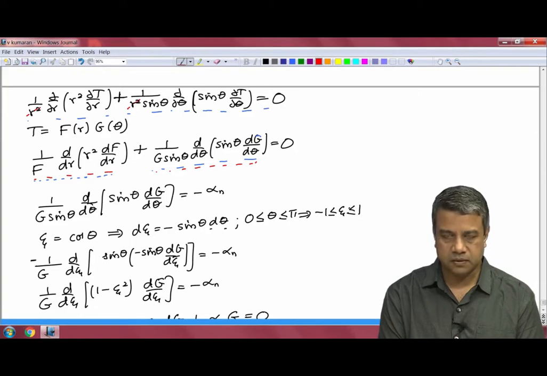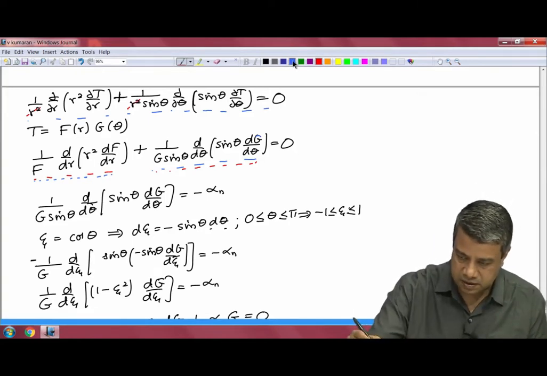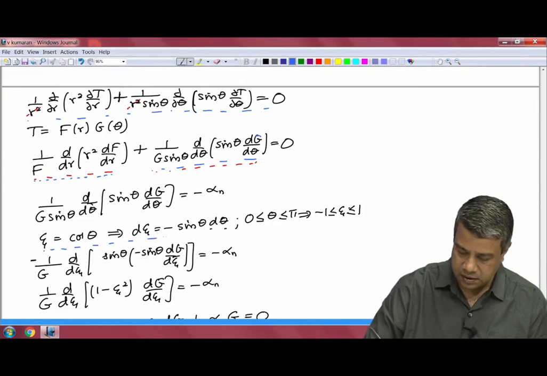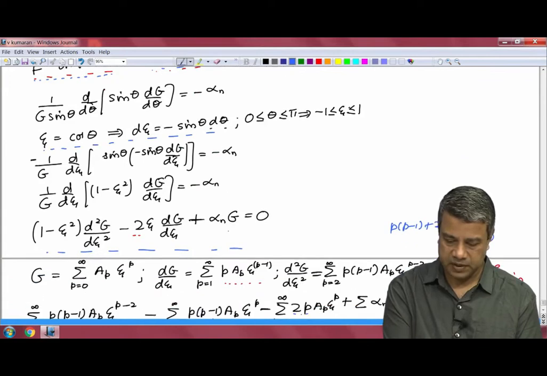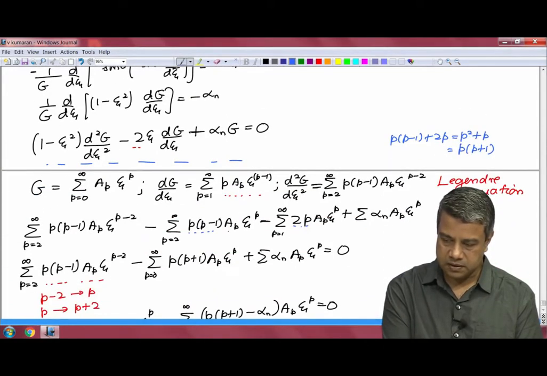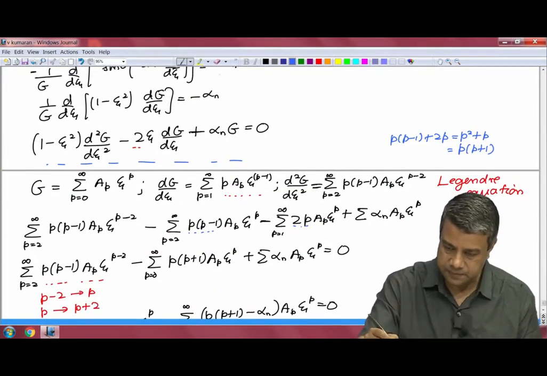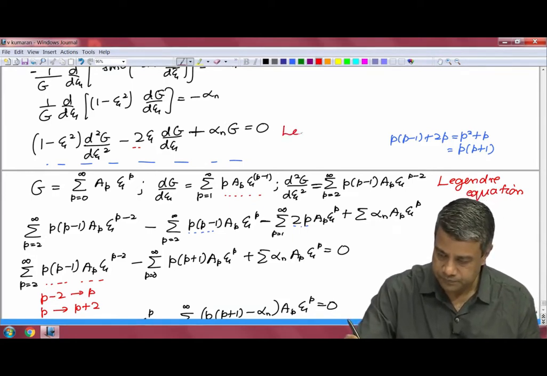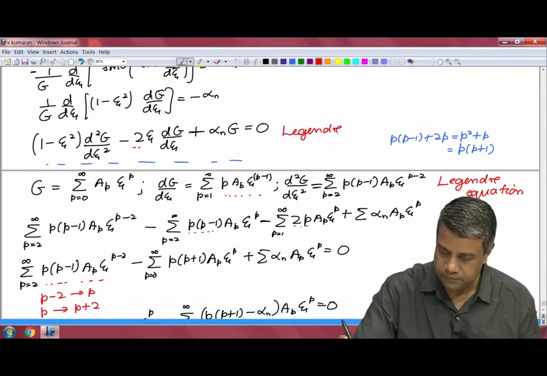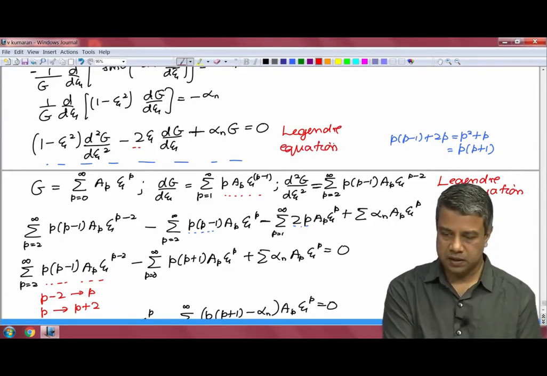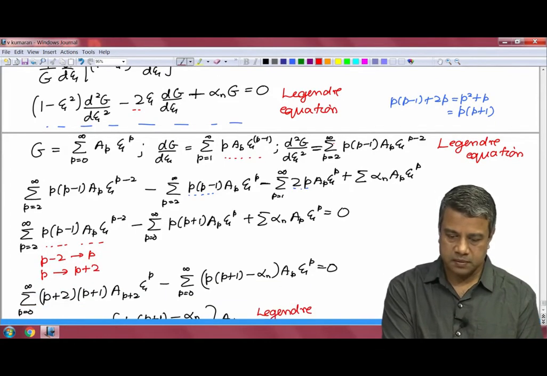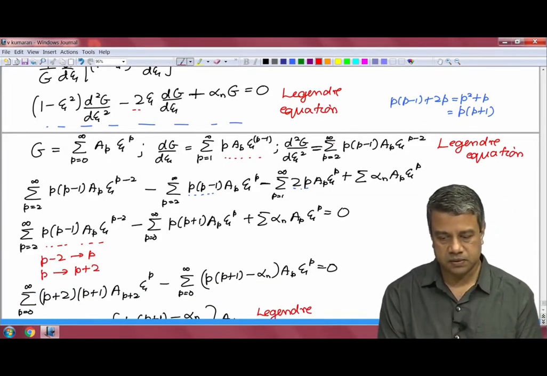So, I defined another coordinate psi, which is cos theta here, and expressed the second order differential equation in terms of psi, and then I get an equation which is called the Legendre equation. This is d by d psi of (1 minus psi square) times dg by d psi, that is, (1 minus psi square) times d square g by d psi square minus 2 psi dg by d psi, plus alpha n times g is equal to 0. That is the Legendre equation.